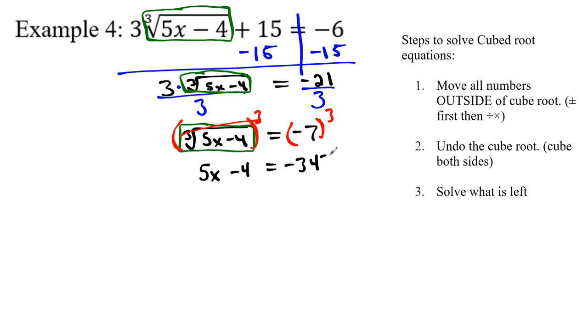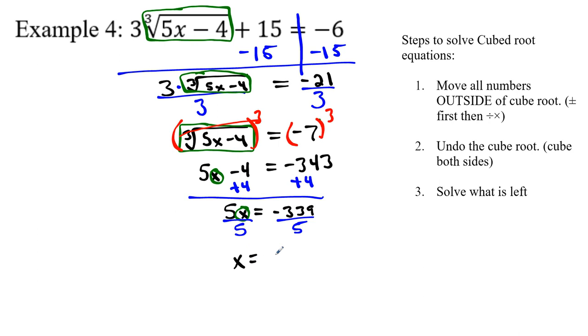And then we continue to solve by isolating for x. So we're going to add 4 over first. We now have 5x is equal to, and I got to add 4 to this negative value, which gives me negative 339. And then, of course, divide by the 5 to get the x all by itself to get our answer of x equals a negative 339 over 5. And there we have it.